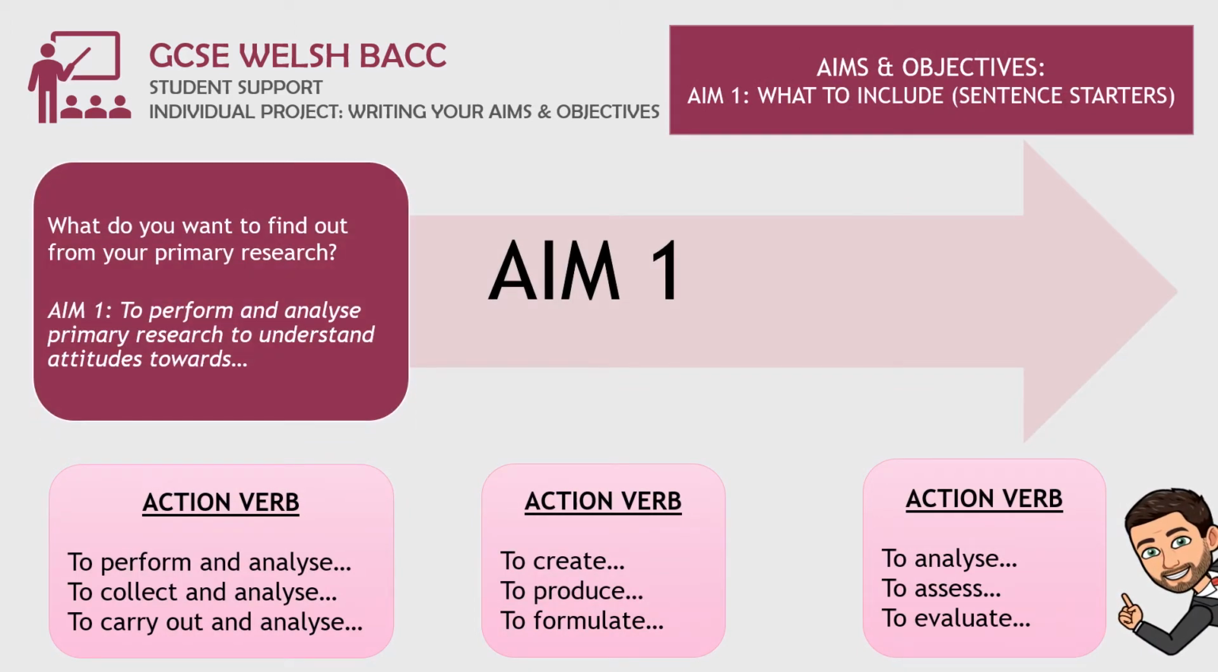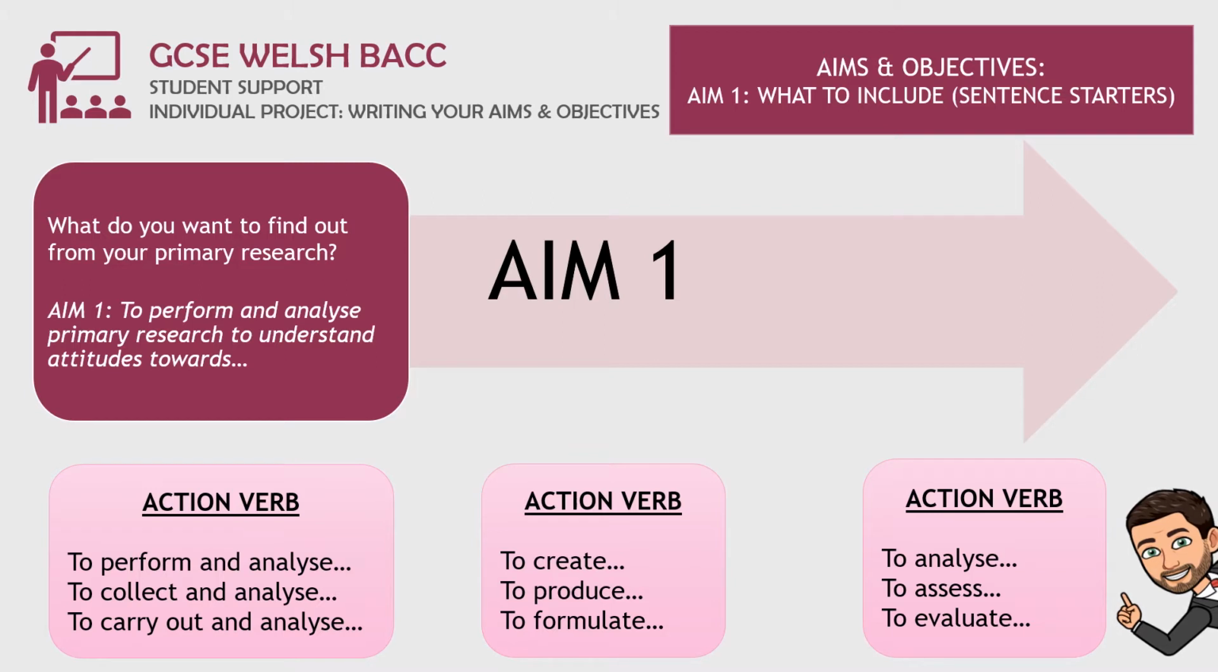So what we've got here are sentence starters for aim 1. The question is, what do you want to find out from your primary research? And the sentence starter doesn't really change because you're all doing primary research. So: to perform and analyze primary research, to understand attitudes towards. Now at this point, this is where you focus on the question that you've selected. We've got an example which we'll work through at the end.